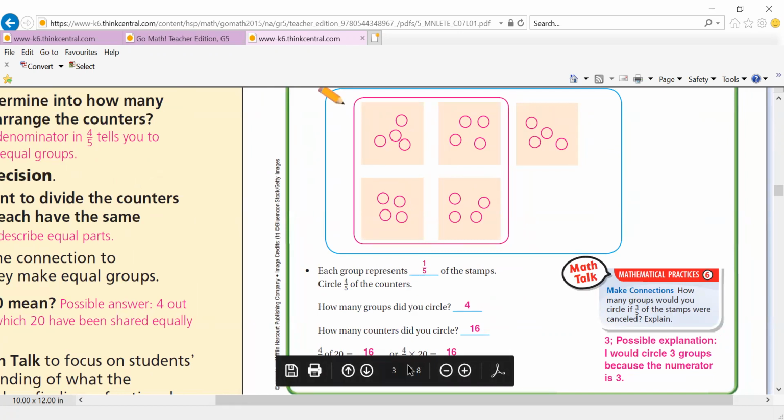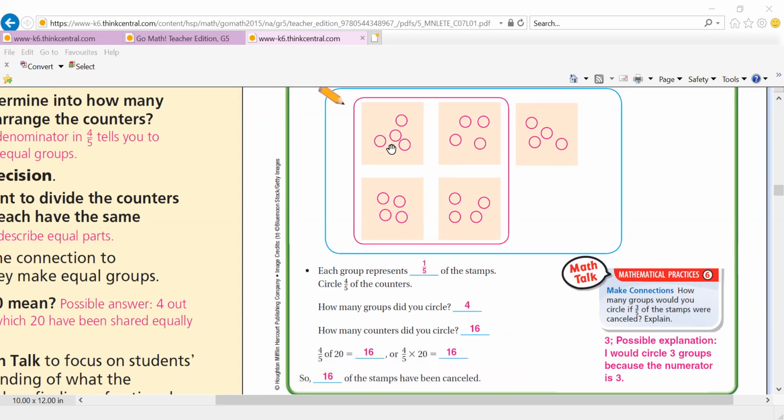Miss, do we draw the circle? Yes, you will draw all this. You will draw the counters. We say counters when you're talking in math. You will draw 4 counters in each group. First, you have 5 groups, and in each group you have 4 counters. And one group I can call 1/5 because there are 5 groups.